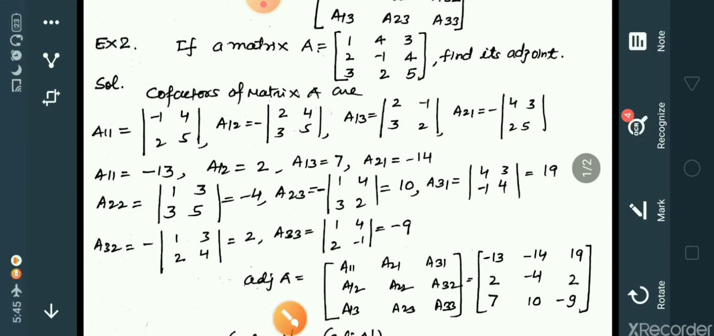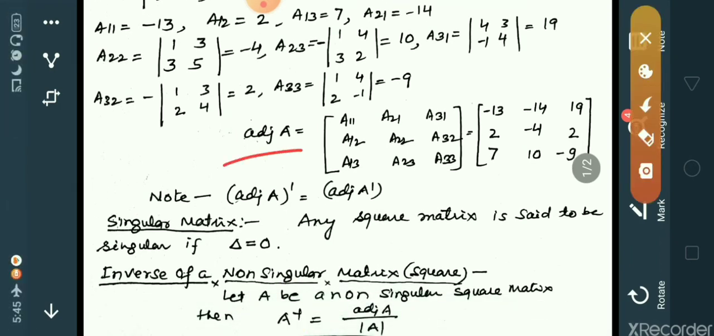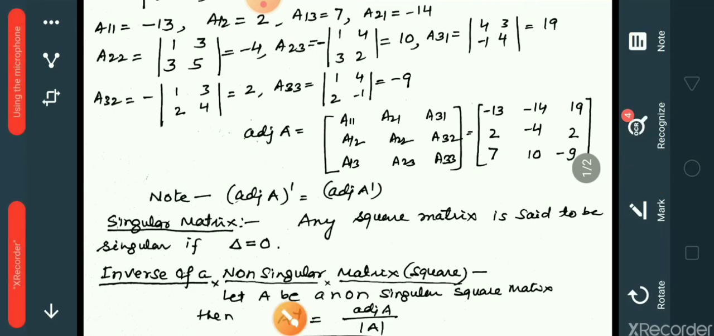So we can find cofactors corresponding to each element, and after finding cofactors we simply write the formula. Adjoint of A is equal to A11, A12, as I told you earlier, A21, A22, A23, A31, A32, A33. Simply placing values, we are with the adjoint minus 13, 2, 7, minus 14, minus 4, 10, 19, 2, minus 9. So this is the method by which we can find the adjoint of a square matrix.